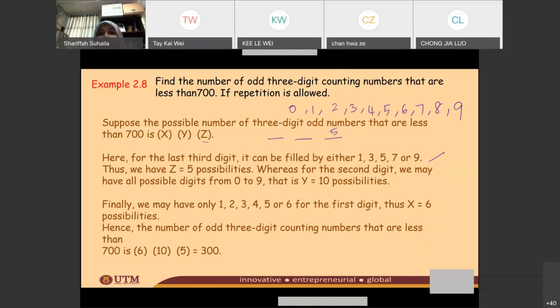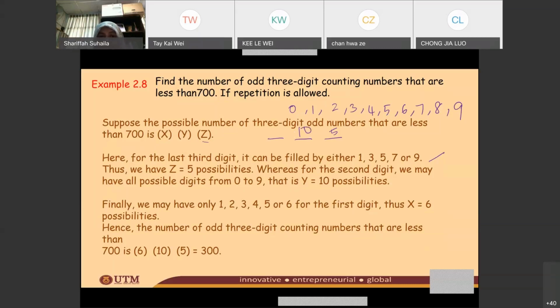Because in this one, repetition is allowed. Maksudnya kita boleh repeat balik nombor yang sama. Even though dia adalah nombor ganjil, tapi kita boleh masukkan balik. So that means all together you have 10. So why 10? Because you have 0, 1, 2, 3, 4, 5, 6, 7, 8 up to 9. So you have 10 possibilities.